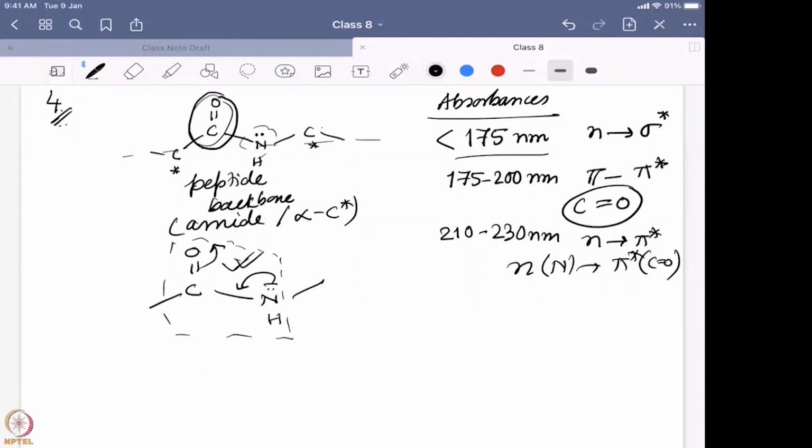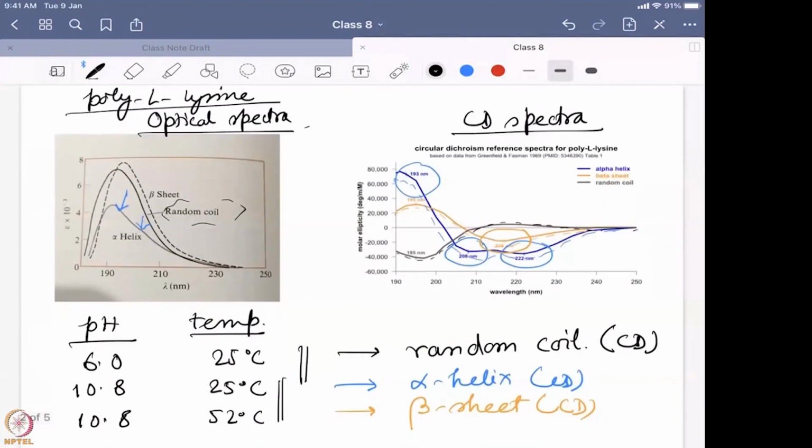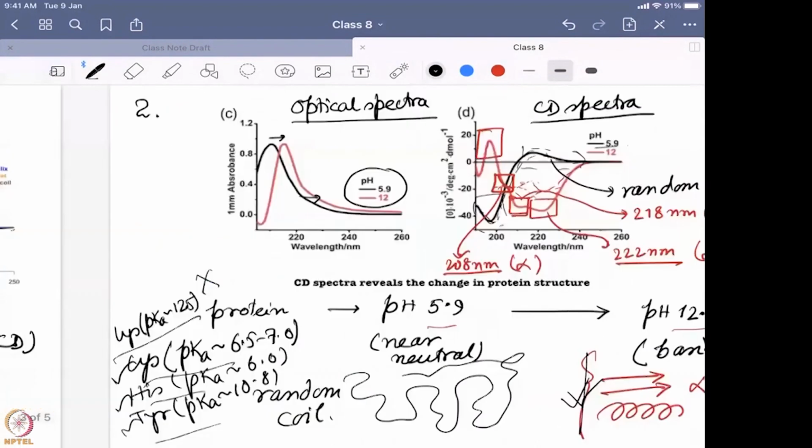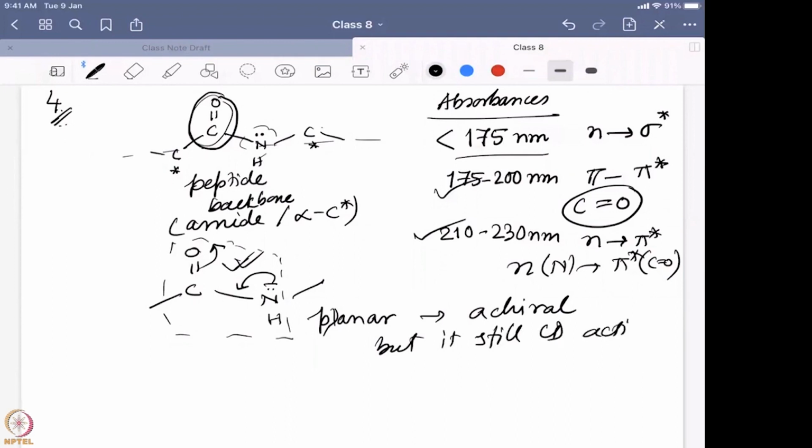It is actually CD active, because when you look at the CD bands, for example over here, we are mostly looking at very strong CD bands in the region of 200 to 230 nanometer, even 190 nanometer, which are basically the regions of pi to pi star and n to pi star absorbances. These form this planar amide region, which should be achiral in nature, but it is still CD active. That means somehow chirality is induced over here. And that is the question: why is it happening?